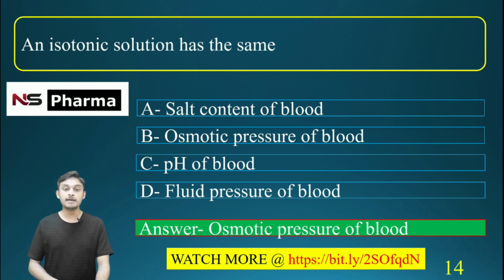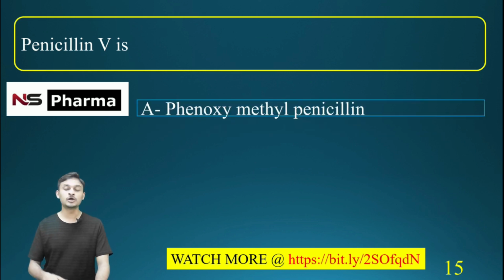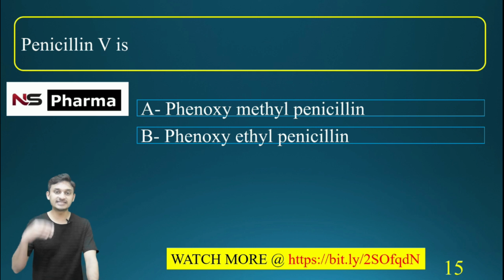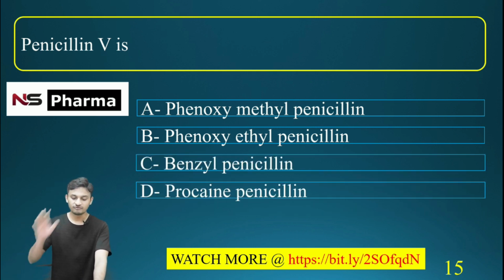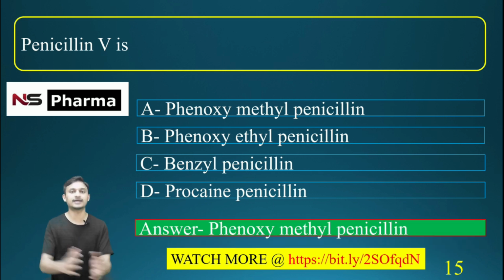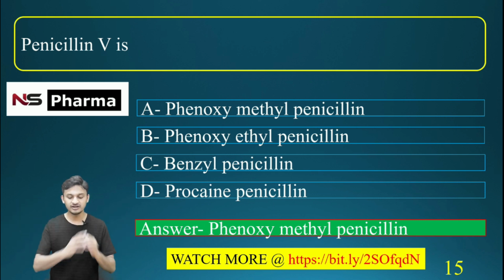Question number 15. Penicillin V is. Options are A, phenoxymethyl penicillin; B, phenoxyethyl penicillin; C, benzyl penicillin; D, procaine penicillin. The correct answer for this question is option A, phenoxymethyl penicillin. Phenoxymethyl penicillin is penicillin V.